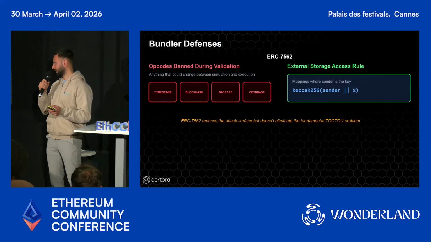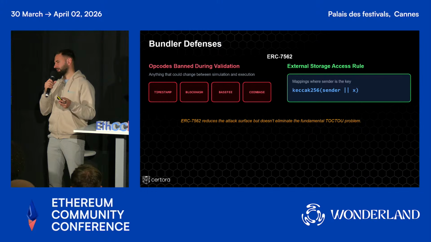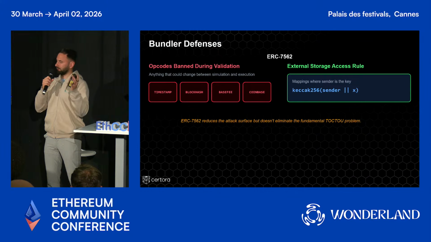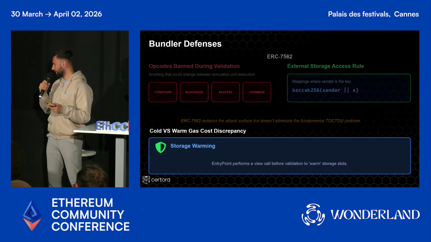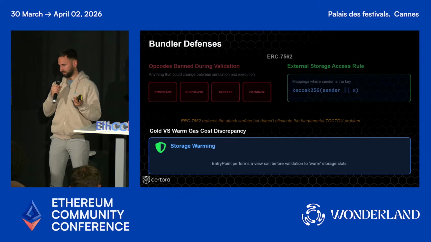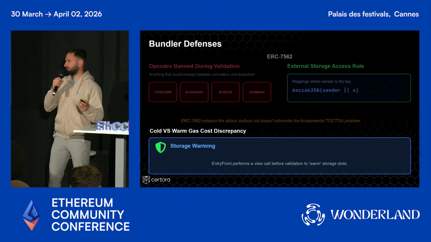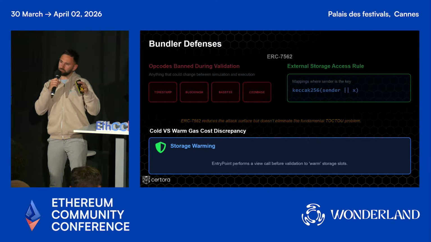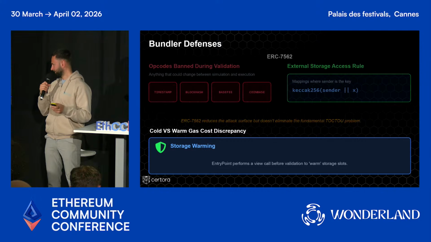Another edge case on 4337 is that during simulation, the storage is still cold, which could represent a difference between simulation and execution in terms of gas cost. So one thing to do about that is to have the entry point perform a view call before validation to warm the storage slots. This helps reduce the discrepancy problem we have here, but keep in mind that if your validation success depends on simulation gas cost, cold versus warm, you can still grief the paymaster.